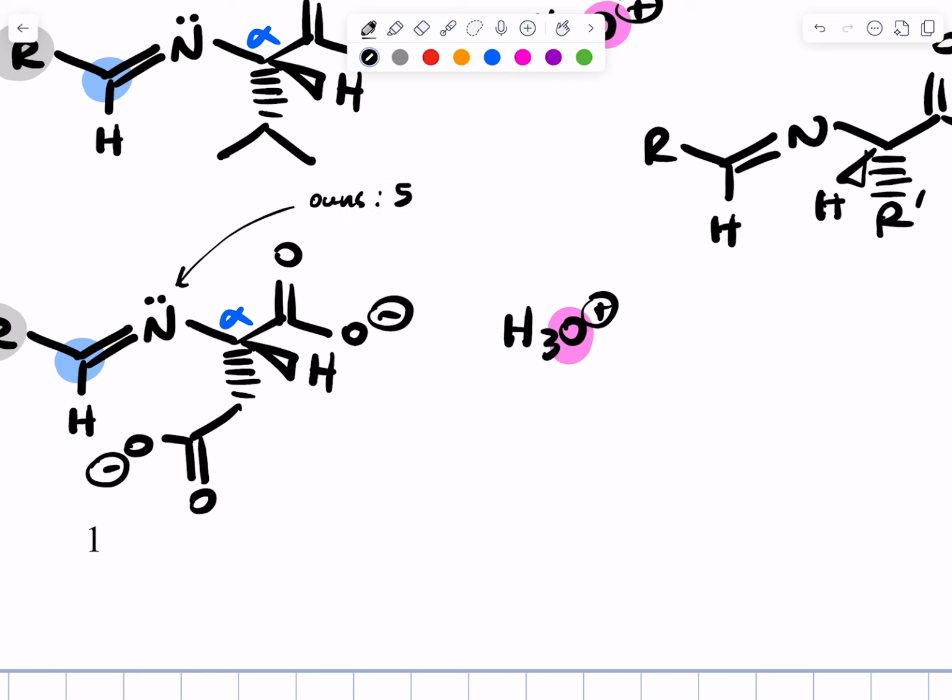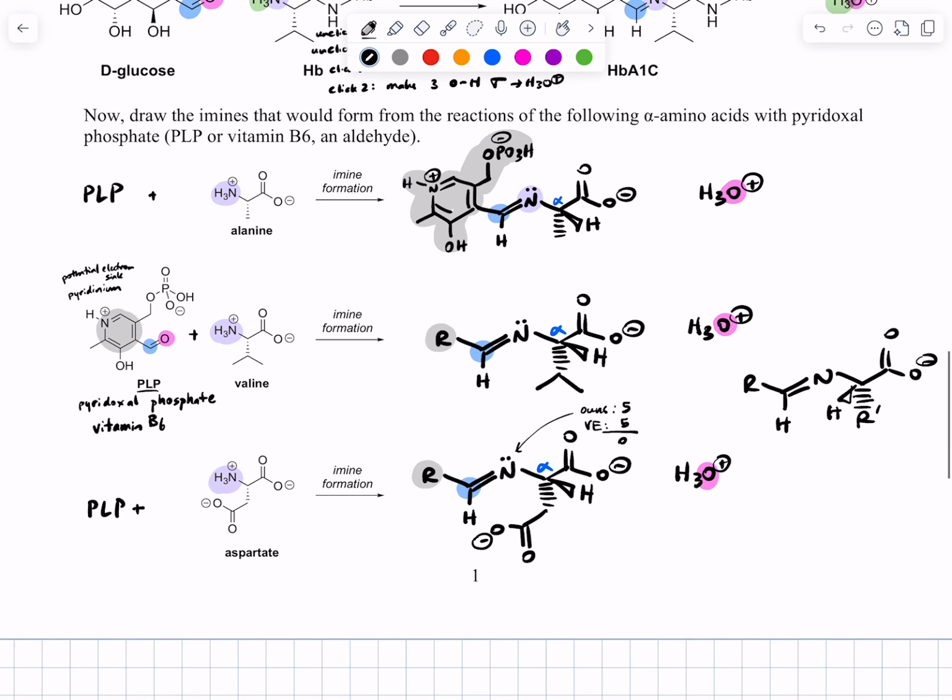Formal charge on that nitrogen. It currently owns 5, and then how many valence electrons does nitrogen usually come with? 5. 5 minus 5 is 0. The net charge on that nitrogen is 0. So sorry. Okay, we good on imine formation?